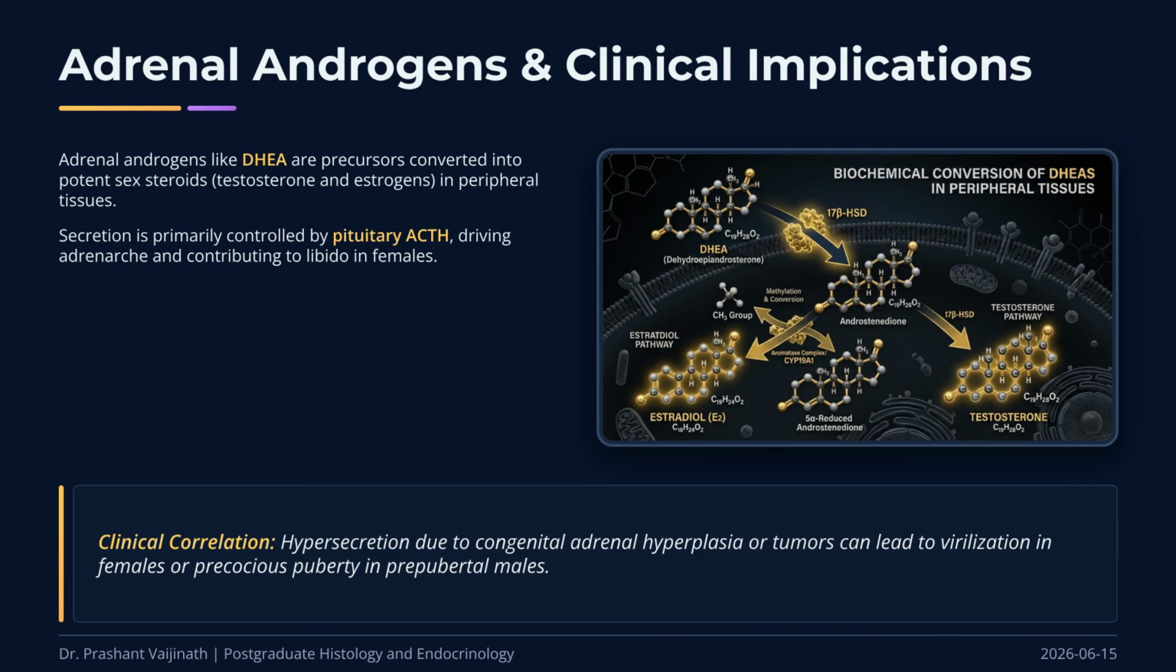The secretion of adrenal androgens is mainly regulated by ACTH from the anterior pituitary. Excess androgen production can cause virilization in females and precocious puberty in children, whereas deficiency may lead to reduced growth of pubic and axillary hair.